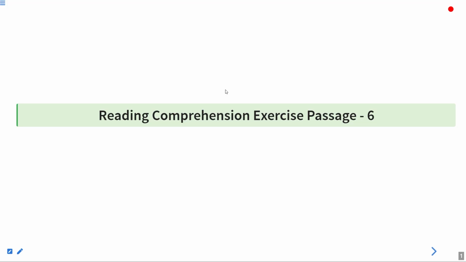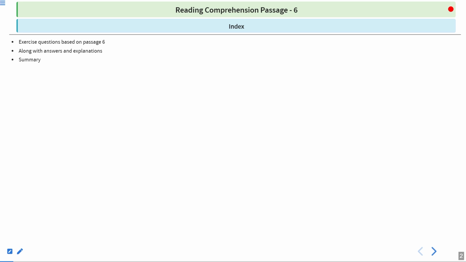Hello everyone, in today's session we are going to discuss reading comprehension. This is exercise passage 6. Let's begin. The index: exercise questions based on passage 6 along with answers and explanations and summary as well.